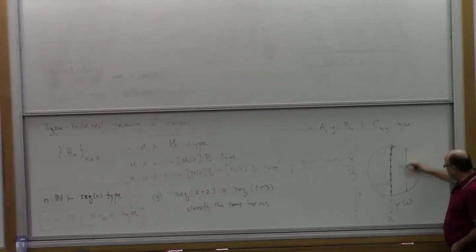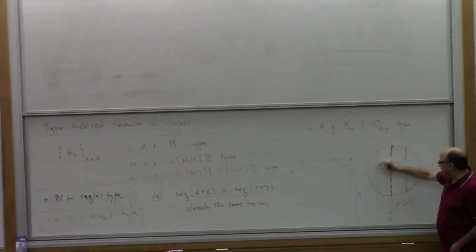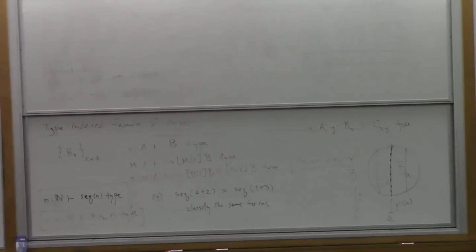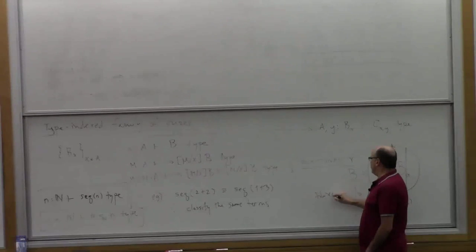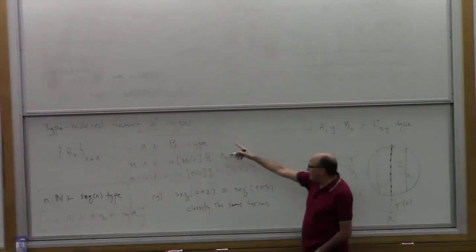So there's a fiber over A prime, and there's the fiber over A double prime. And that was the description we gave last time. So these are two different ways of looking at this. This is the fibered viewpoint, okay? And this is a kind of functional viewpoint.